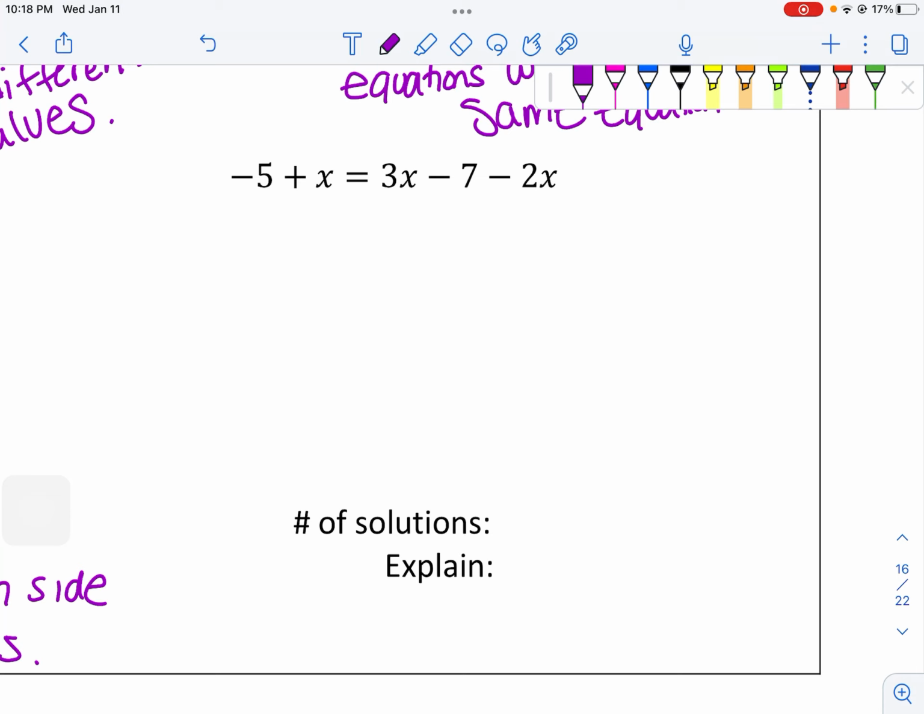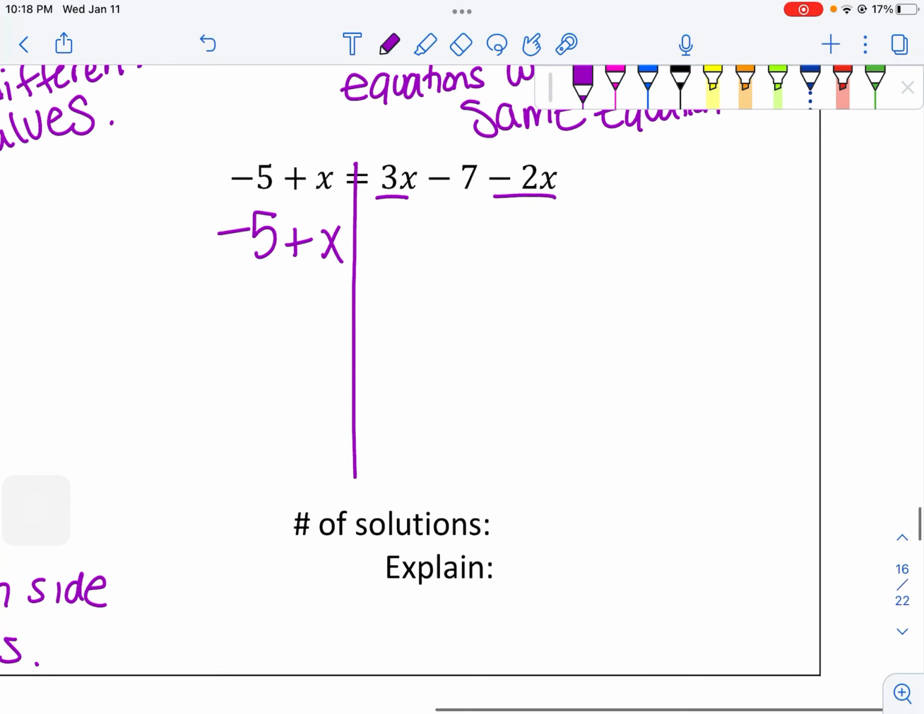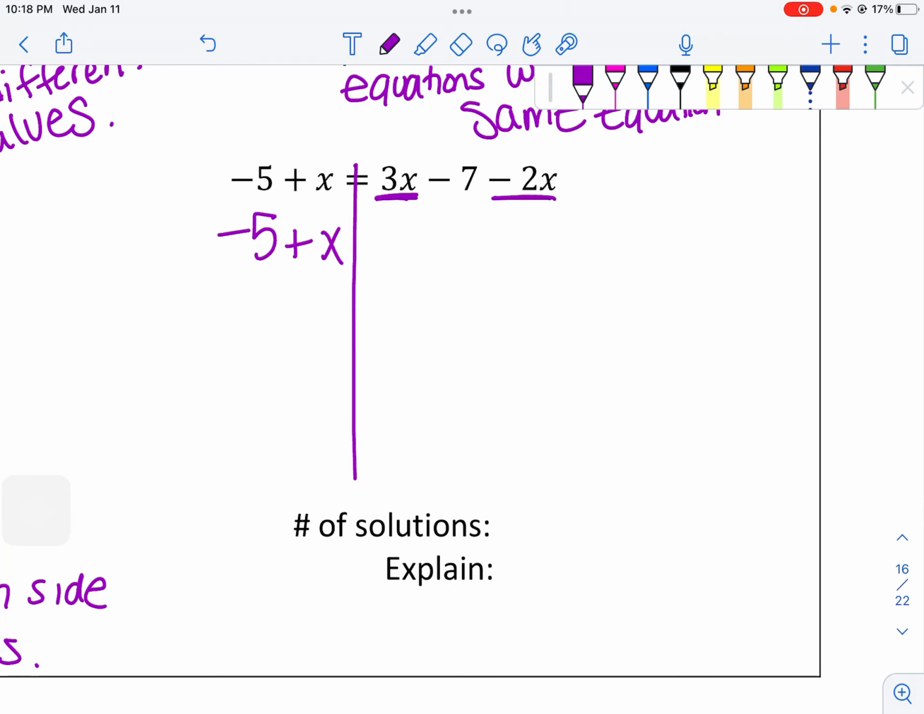Okay, last one. Okay, so first I noticed that I have some like terms over here. So I'm probably going to start by combining those. So on the left side, I can just leave it as -5 plus x. Over here, I have 3x minus 2x. Well, 3 minus 2 is 1x, and then I have -7 still.